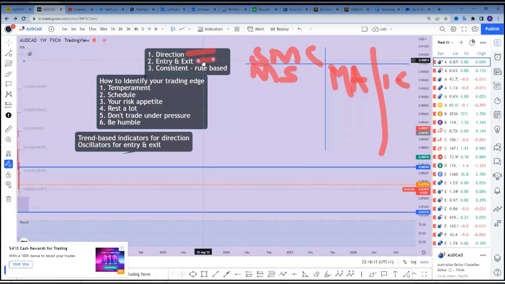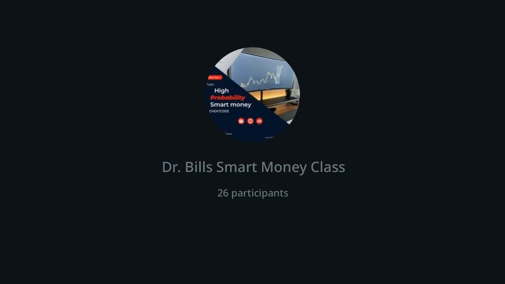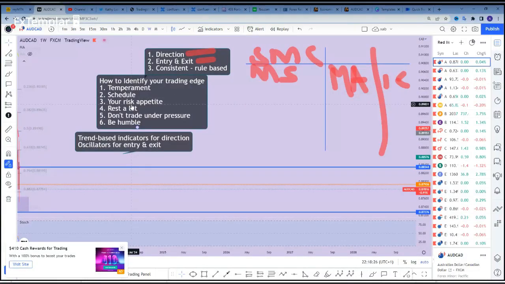Indicators are consistent. You just need to be able to figure out how to put them together, how to modify them to suit what we have said before: your temperament, your schedule, your risk appetite, and other things involved. So you just need to know how to set up the indicator system in a way that it doesn't choke you. Every single signal that it gives you is a signal that can be broken down based on rules. I'm going to show you an example quickly.